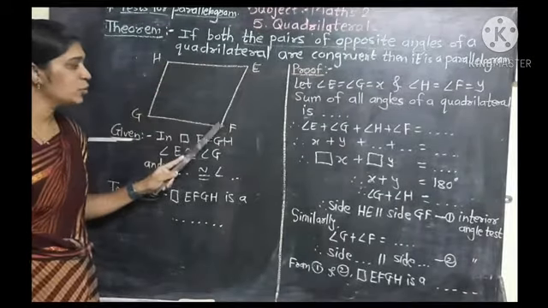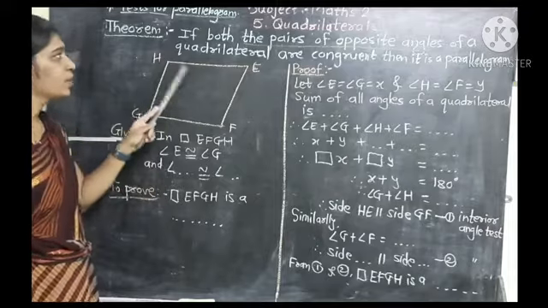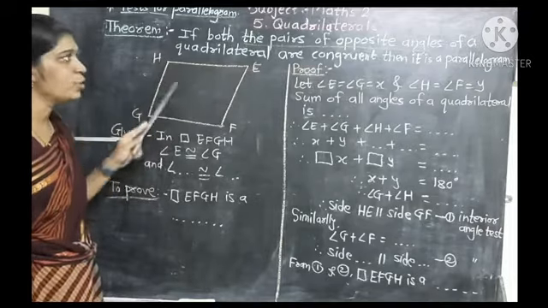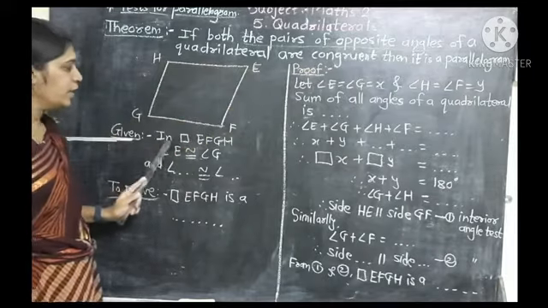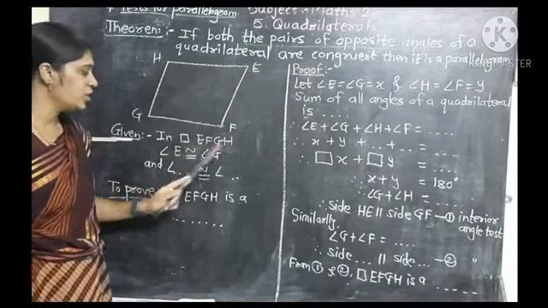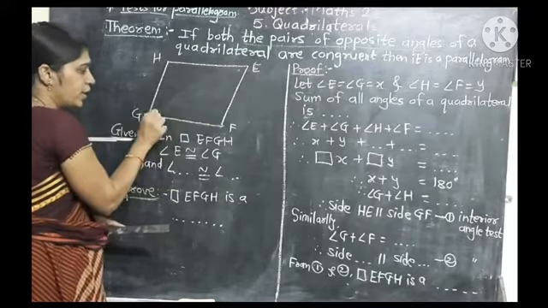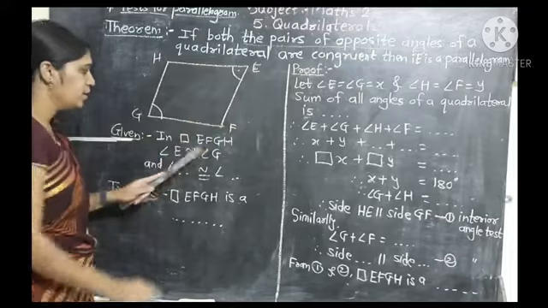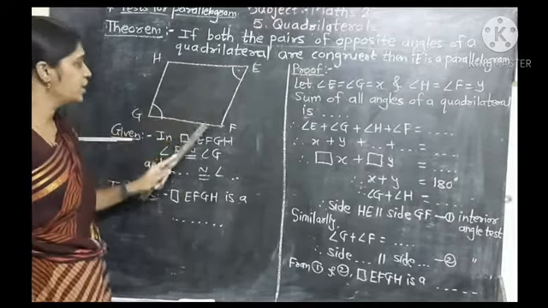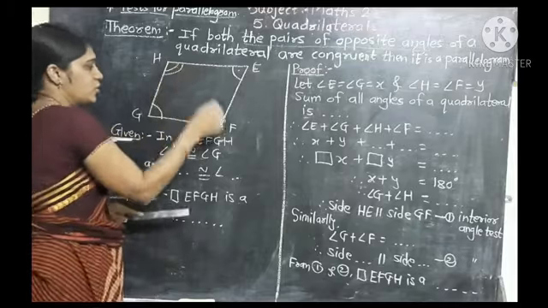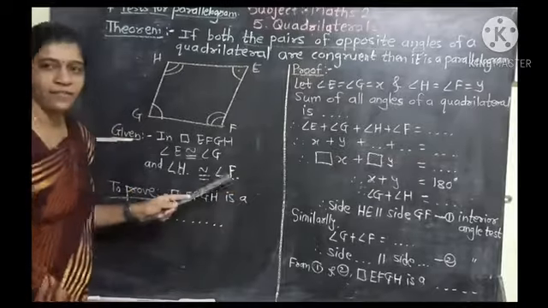See here, which are the opposite angles? Angle H's opposite is which one? Angle F, and angle E's opposite is which one? Angle G. So both the pairs of opposite angles of the quadrilateral are congruent. So in the given, in quadrilateral EFGH, angle E is congruent to angle G, and angle H is congruent to angle F.